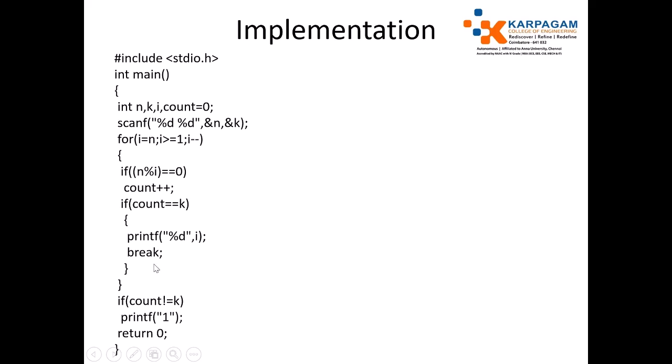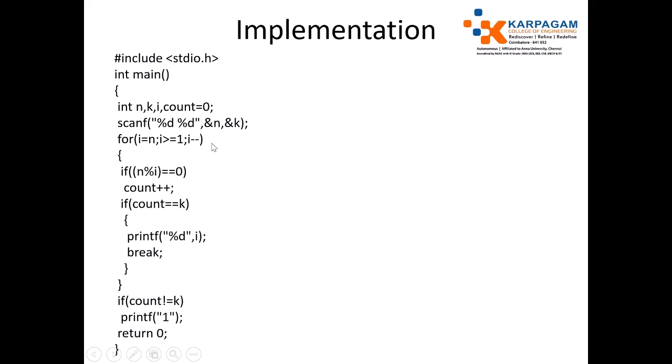Here inside the for loop, just start from n and end with 1. At every pass just decrement the value by 1. Just divide the given number n by i. If n remainder i is equal to 0, it means it is a factor of the particular number n. If it is so, just increment the counter.